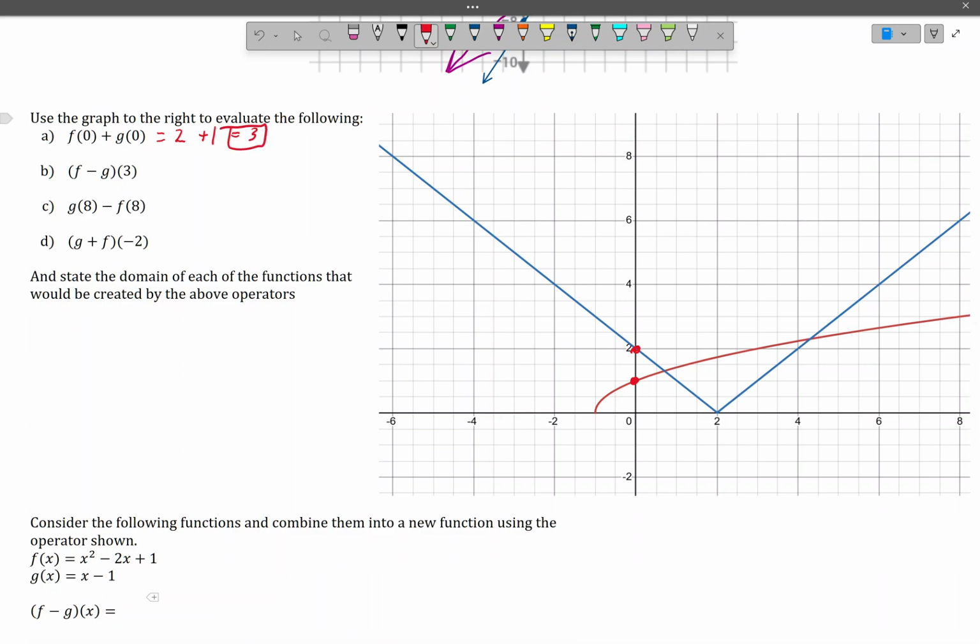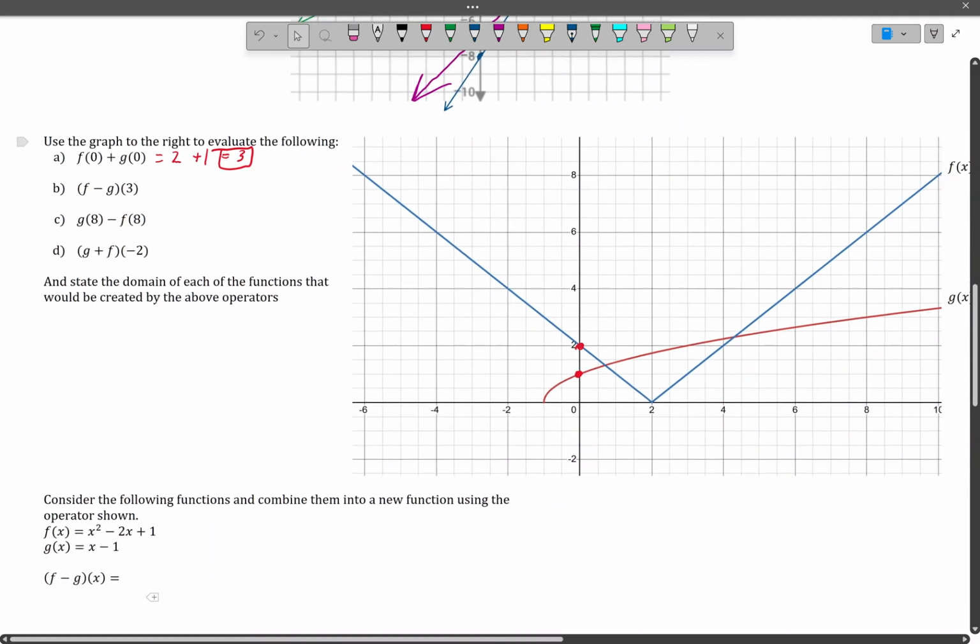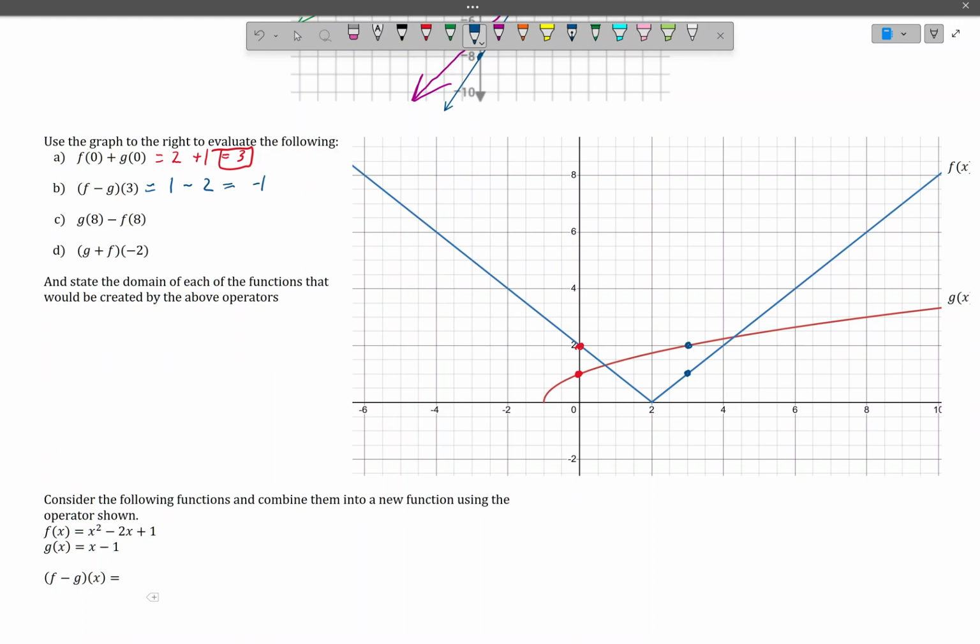I recommend you pause the video now and see if you can get the same results that I do for the next couple. All right, we're doing f minus g of 3. So this is going to be at 3. f is 1 minus g, which is 2. So it is -1.